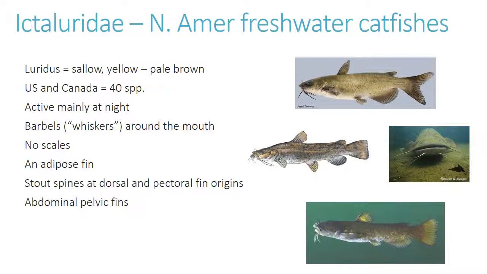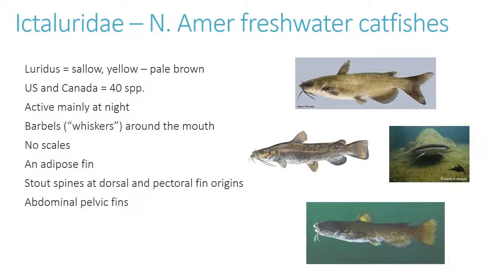The next family is Ictaluridae. These are the North American freshwater catfish. In Latin, luridus means kind of sallow, which in general means just kind of pale, or it also means yellow to pale brown. So remember, the catfish don't have scales, and so they're just kind of that slimy, matte color. They're not shiny and iridescent like some other fishes with scales, and so that's where that name comes from.